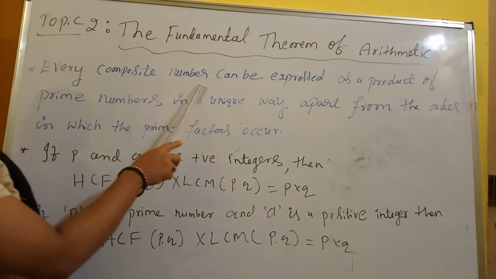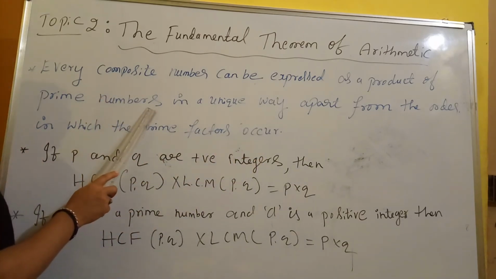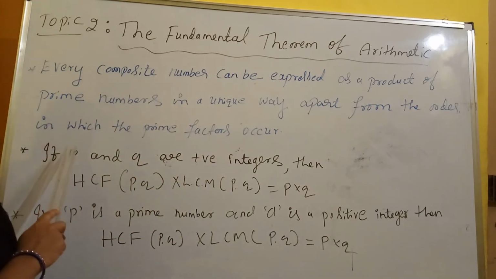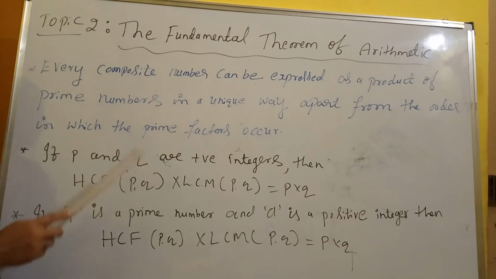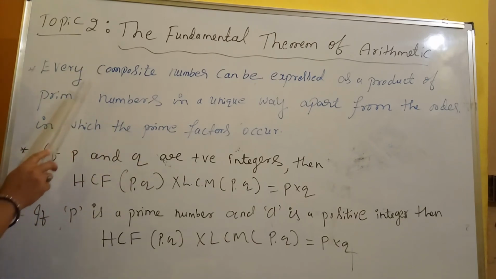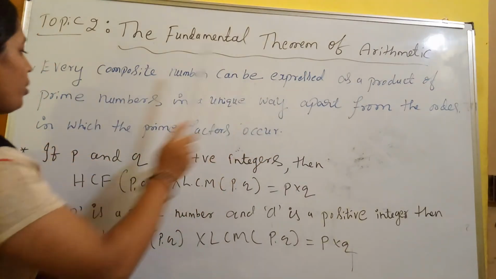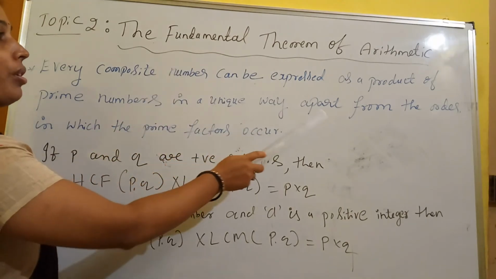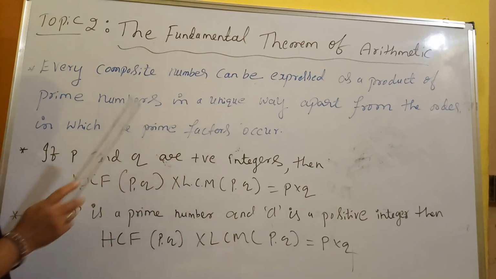Every composite number can be expressed as a product of prime numbers in a unique way, apart from the order in which the prime factors occur. I'll repeat again. What is the fundamental theorem of arithmetic? Every composite number can be expressed as a product of prime numbers in a unique way, apart from the order in which the prime factors occur.